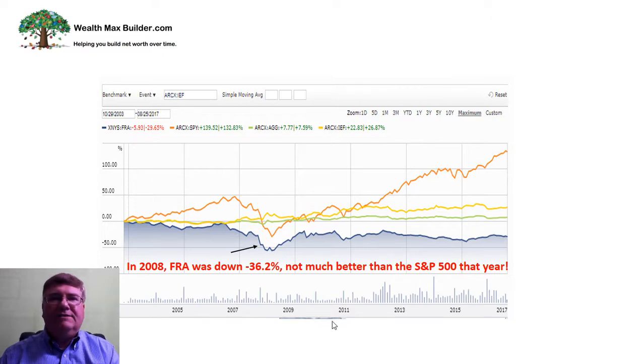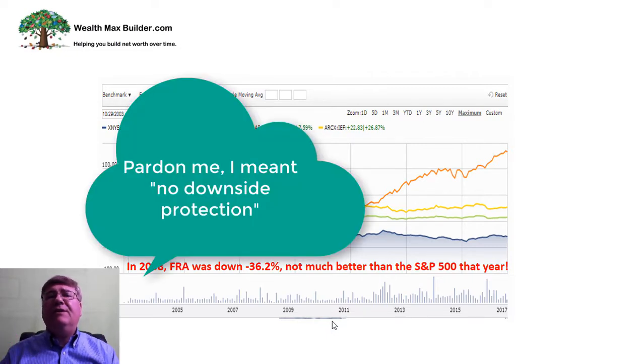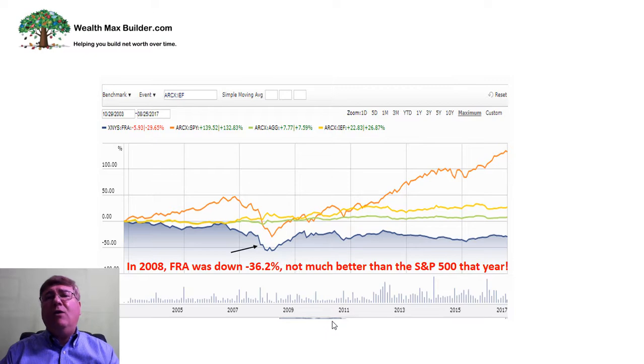Again, who needs an investment that's going nowhere over long periods of time, that's highly leveraged, and is providing you no downside protection in bear markets? So avoid TIPS and avoid FRNs.